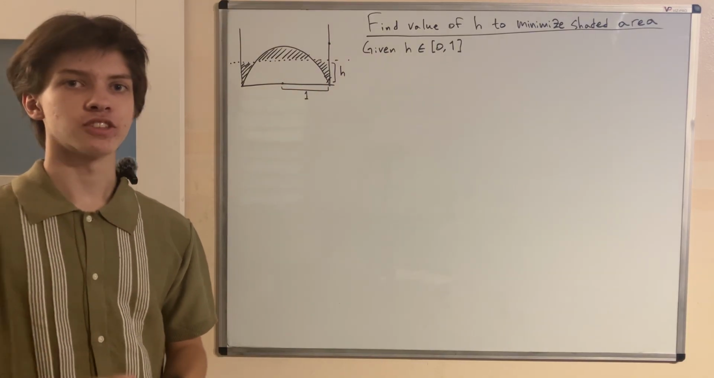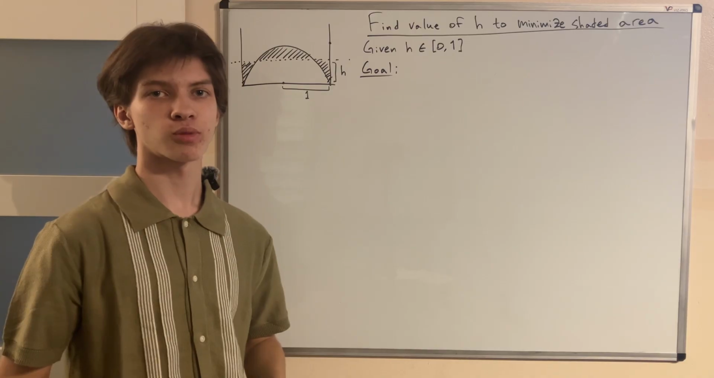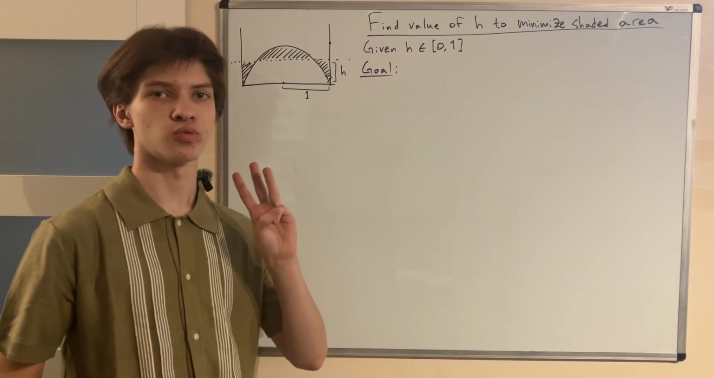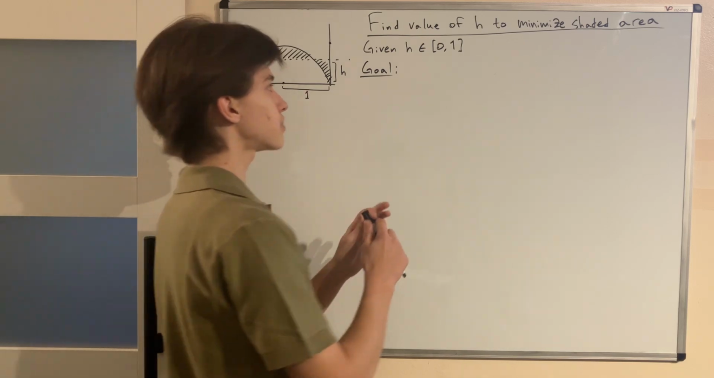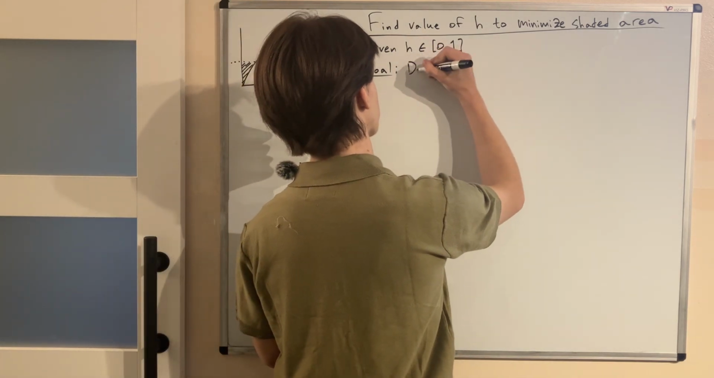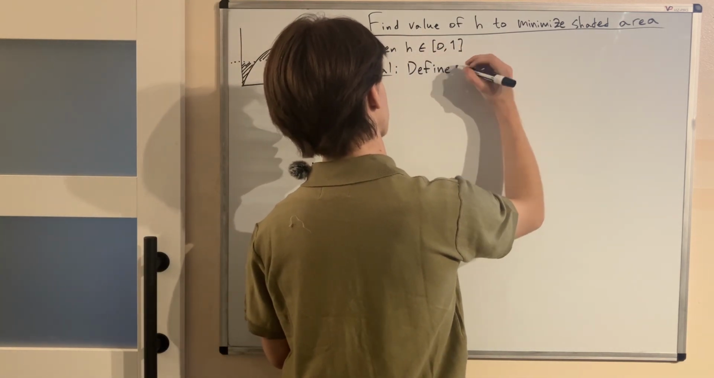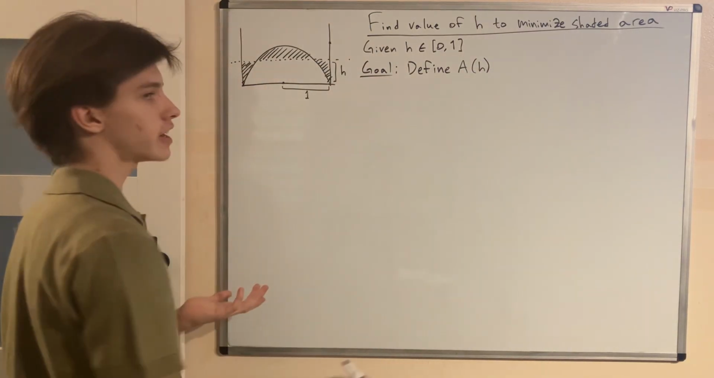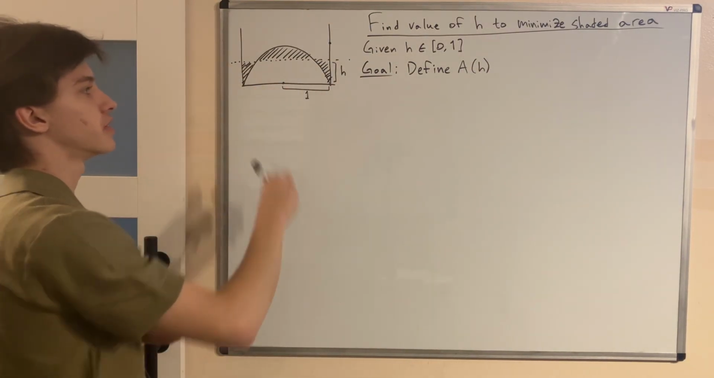Let's get right into it. Let me outline the approach I'll be using in solving this problem. It really is quite straightforward and can be broken down into 3 steps. So our first step is to define such a function of h that measures the desired area. We'll call that function A of h, A for area, which measures what is shaded in right here.